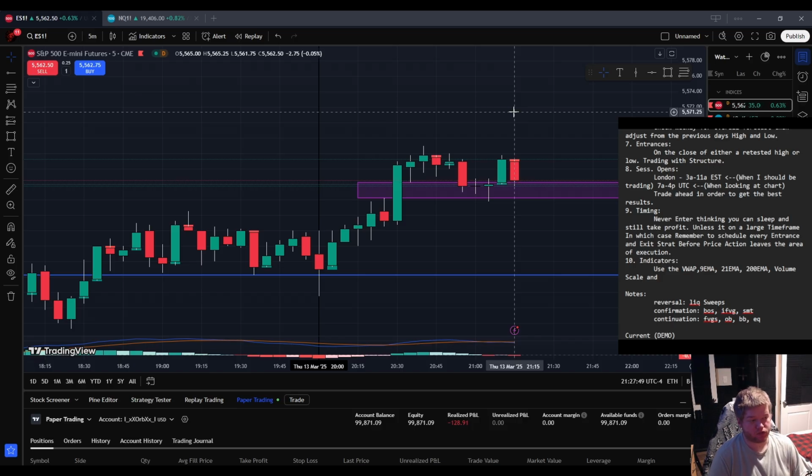Looking for signs of reversal, liquidity sweeps. To confirm the reversal: regular structure, inverse fair value gap, and SMT. Continuation, that's continuing to go down: fair value gaps, order block, breaker block, equilibrium.